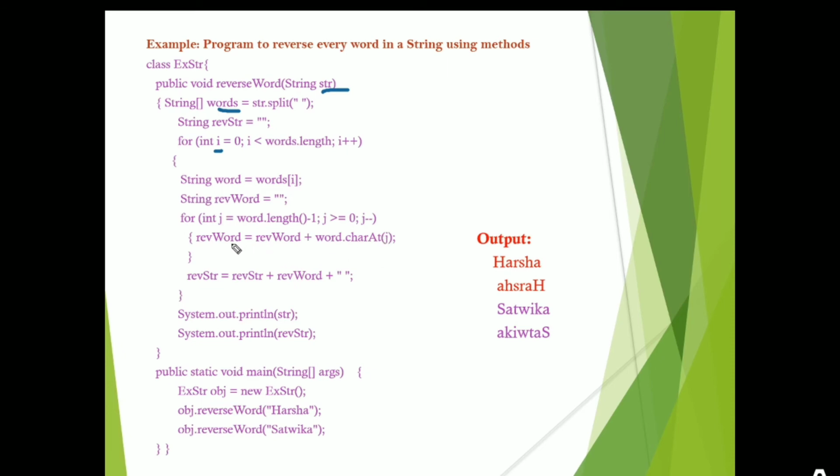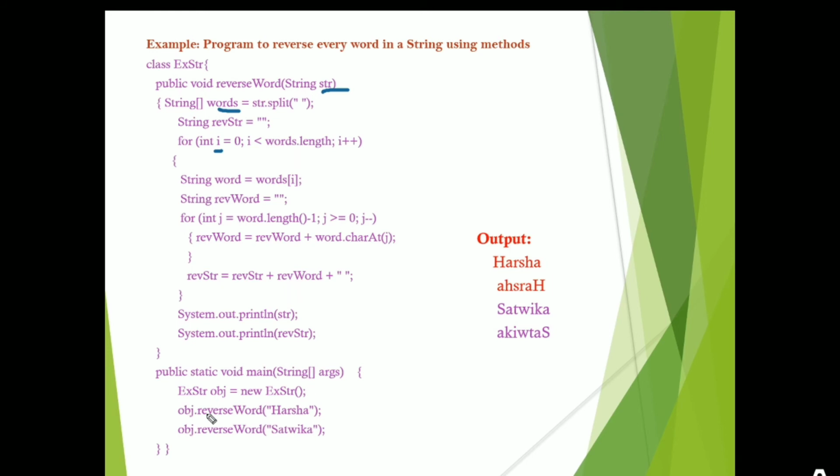And revString is equal to revString plus reverseWord. revString is initially an empty string, and reverseWord holds the reverse of the word. When we print, str holds the actual string we passed, and revStr is the reversed string, which displays what we passed as a reversed string by using this reverseWord method.